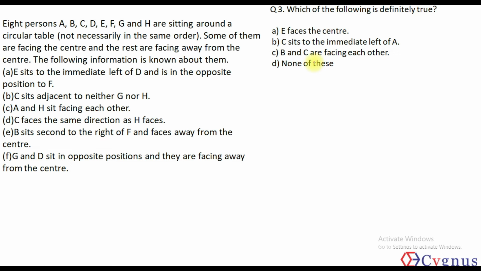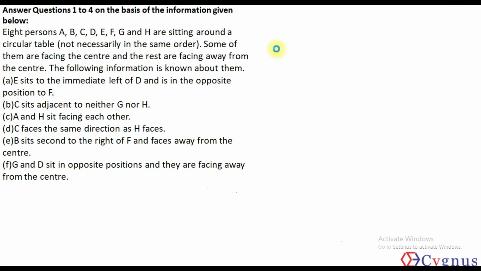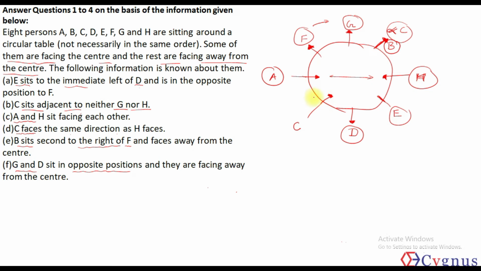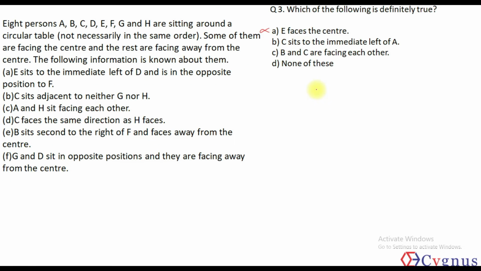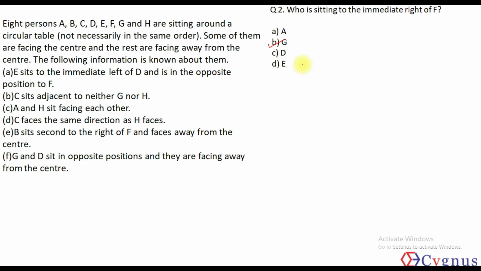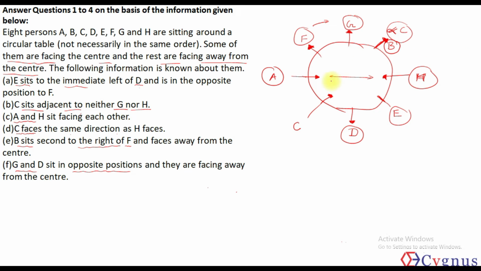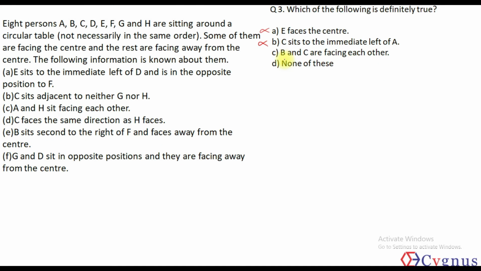Third question. Which of the following is definitely true? E faces the center. No, I don't know where E is facing. C sits to the immediate left of A. Is it true? No, he is sitting to the immediate right of A. This is also false: B and C are facing each other. Are they facing each other? No. Since C is facing towards the center and B is facing away from the center, this is also false. So by default, your answer becomes what? None of these.